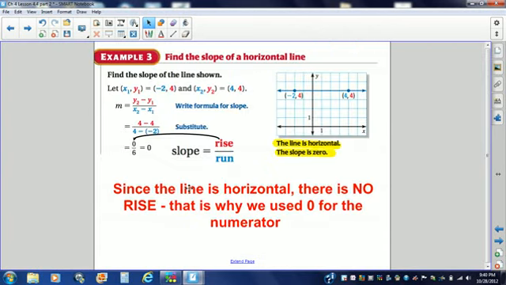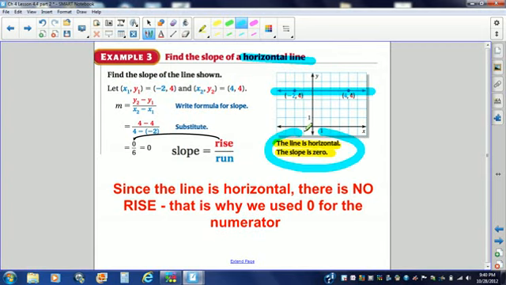New item, please write this down. If you have a horizontal line, a line that goes side to side, please make yourself a note. The slope of a horizontal line is 0. The slope of a horizontal line is 0. Always. If you want the mathematical reason, here's why.